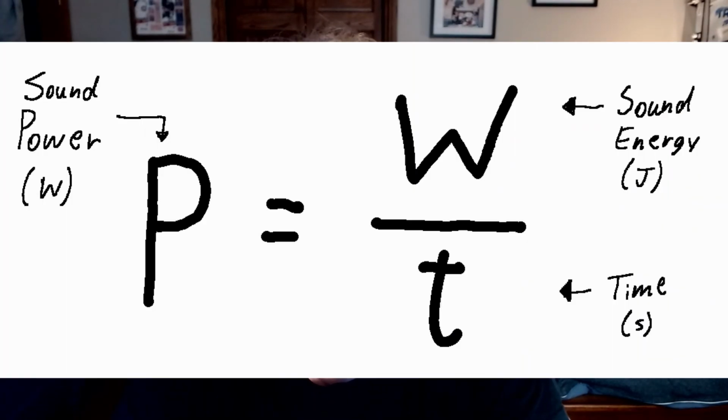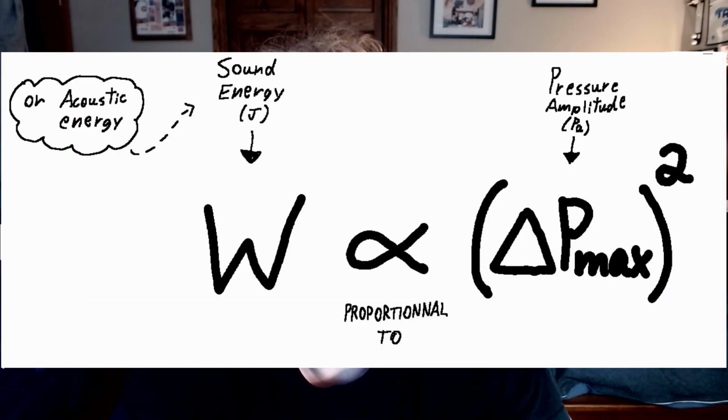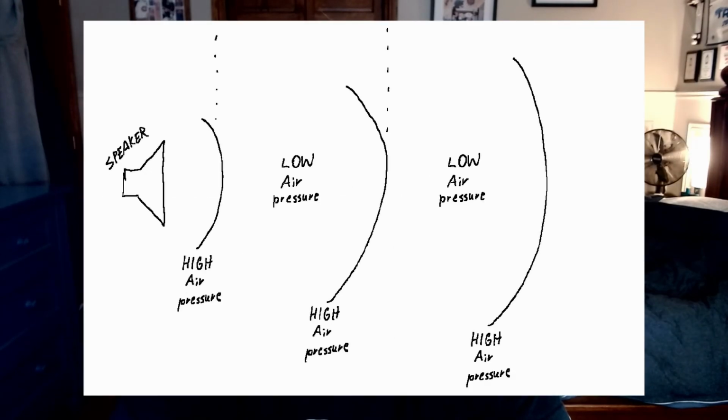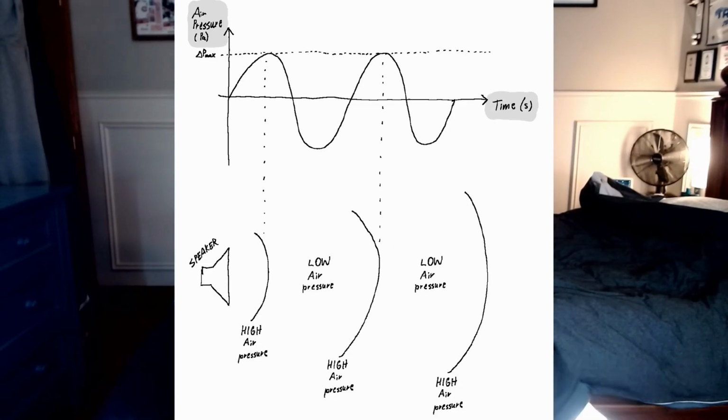Sound power in watts is equal to the acoustic energy or sound energy in joules divided by time in seconds. Measuring sound power is equivalent to measuring a quantity of energy released in a given period of time. Specifically, this is acoustic energy, which is proportional to the pressure amplitude squared. This pressure amplitude is the measure of how much air is compressed when producing a sound wave, as you can see here.